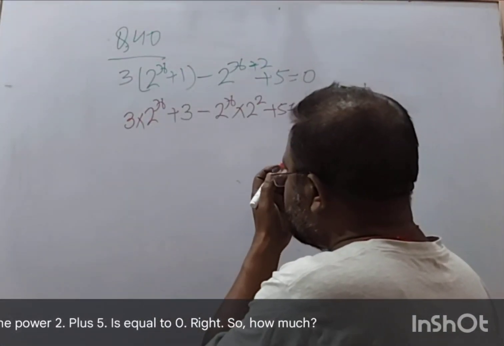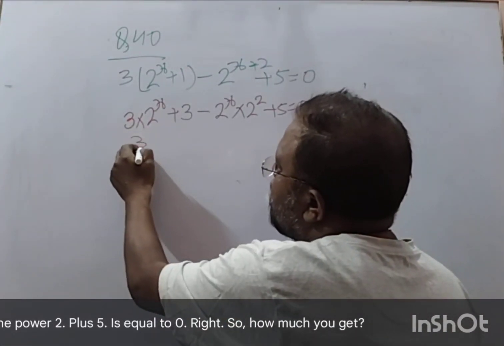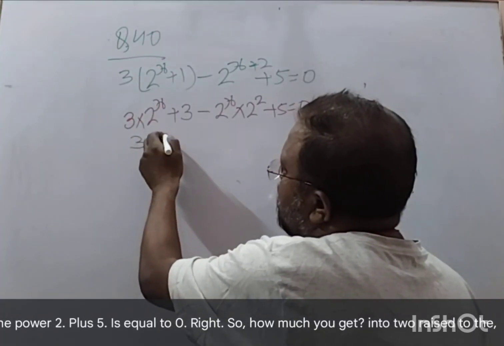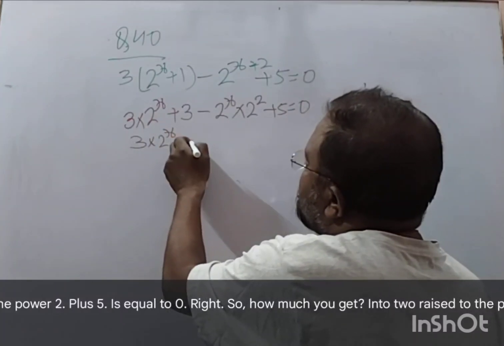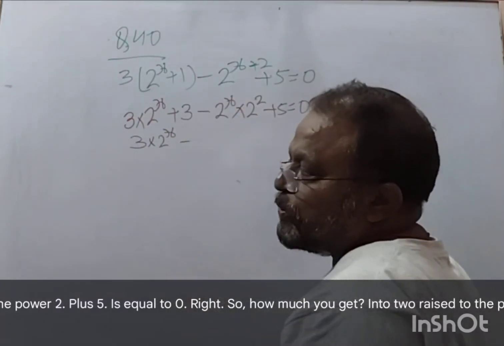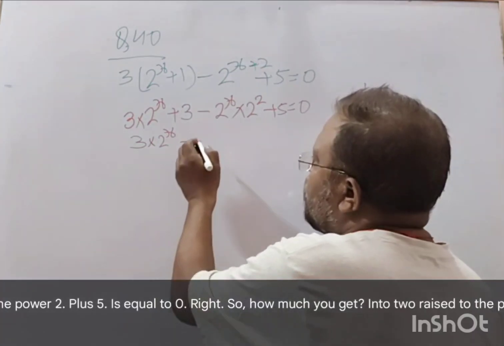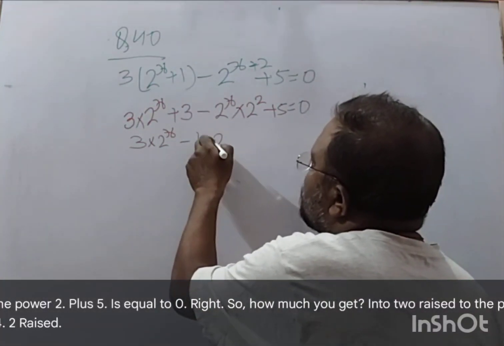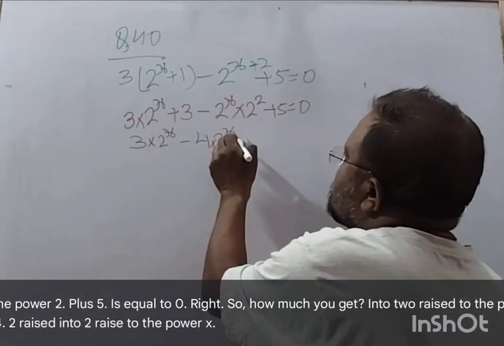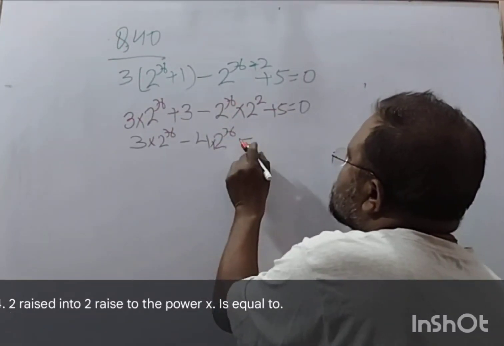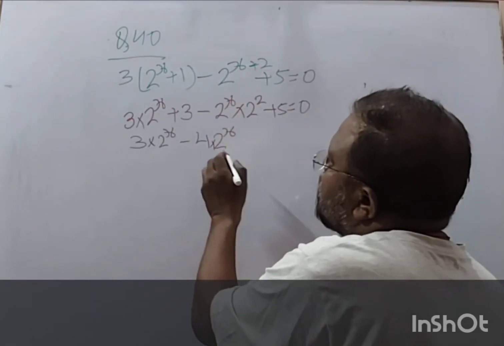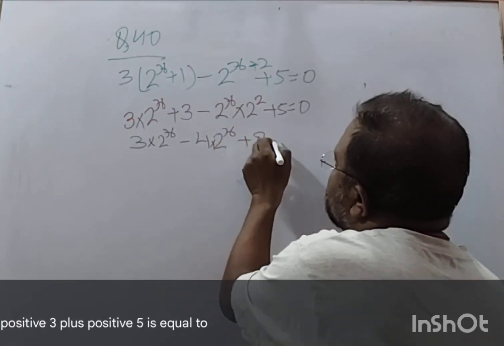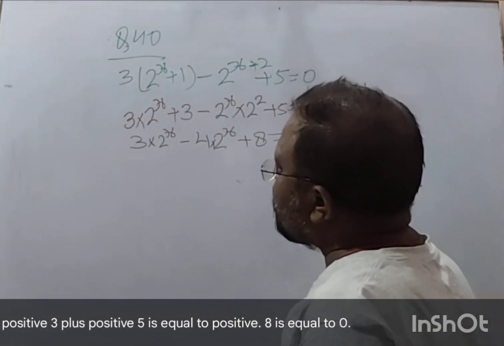So how much do you get? 3 into 2 raised to the power x minus 2, square of 2 is 4. 4 into 2 raised to the power x, sorry, plus 3 plus positive 3 plus positive 5 is equal to positive 8 is equal to 0, right?